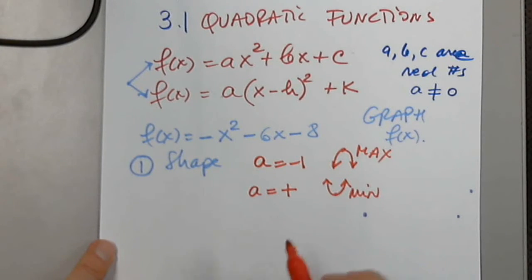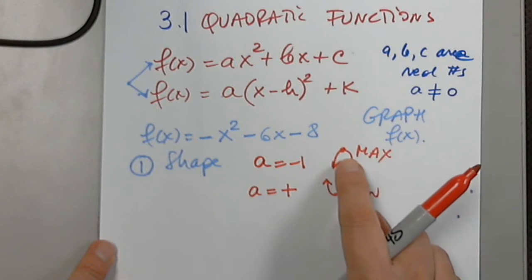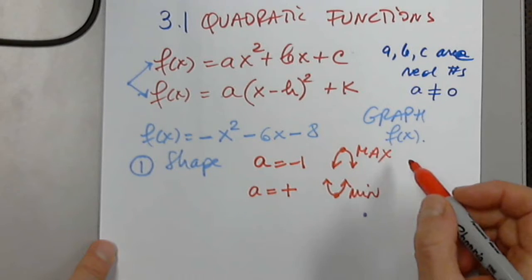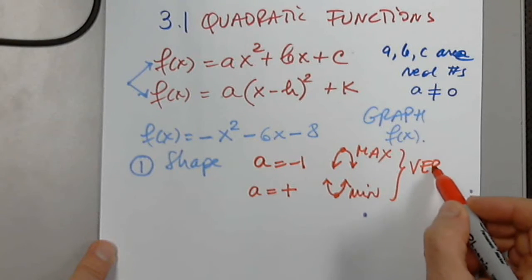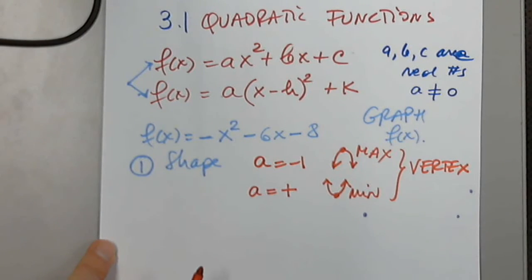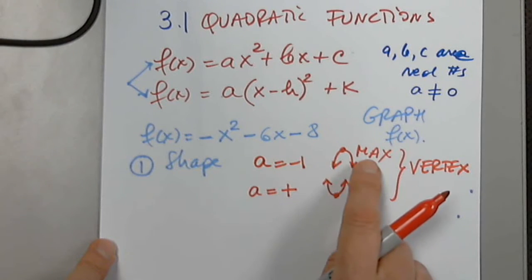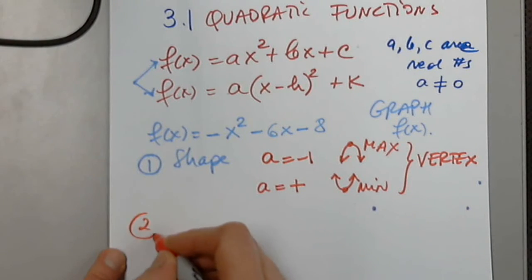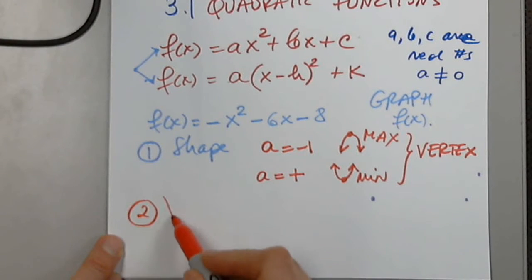So this point, here called maximum and here called minimum, both of them I should say are called vertex. So this is a vertex which is a maximum, and this is a vertex which is a minimum. Plural, vertices. Okay, step number 2. Let's find the vertex.